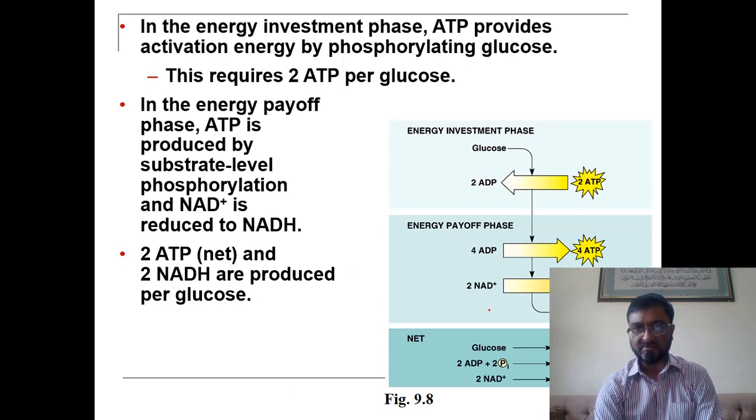This is the summary of that. Glucose, the first 5 reactions, and the second stage of 5 reactions. In the first 5 reactions, 2 ATPs are consumed. In the second phase, where the ATPs are generated, 2 NADH and 4 ATPs are generated. 1 NADH is equal to 3 ATPs, so actually this is 6 ATPs. 6 plus 4, 10, are produced and 2 are consumed. Net is 8 ATPs.